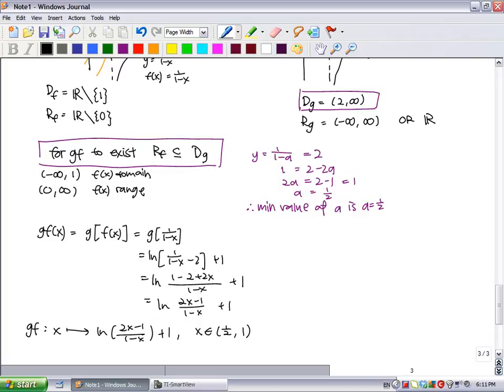Okay, they ask for the range of gf. Now if you have your domain of f as half to 1, let me write this down, the domain of f is from half to 1, then your range of f is 2 to infinity, which is also your domain of g, which means that your range of gf is equal to the range of g, and it is actually just negative infinity to infinity. Okay, so your domain is from half to 1 and your range is from negative infinity to infinity.